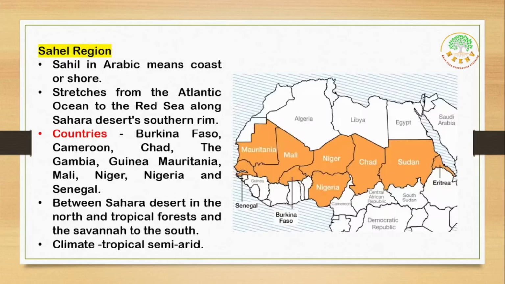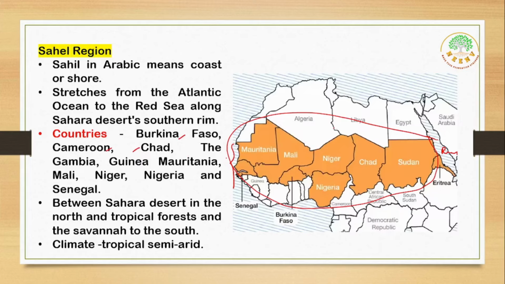In Arabic, Sahel means coast or shore. It stretches all the way from the Atlantic Ocean on the western side to the Red Sea on the eastern side. So all these countries coming in this border are called the Sahel region countries. The countries are Burkina Faso, Cameroon, Chad, Gambia, Guinea, Mauritania, Mali, Niger, Nigeria, and Senegal.